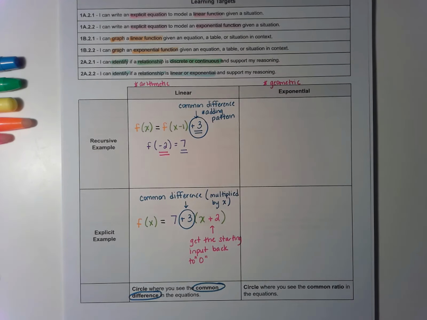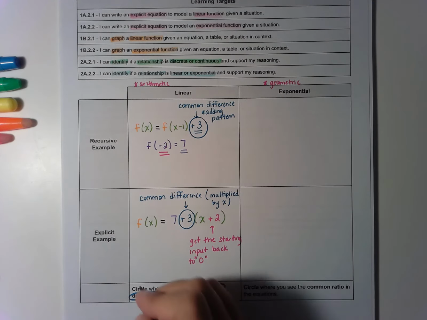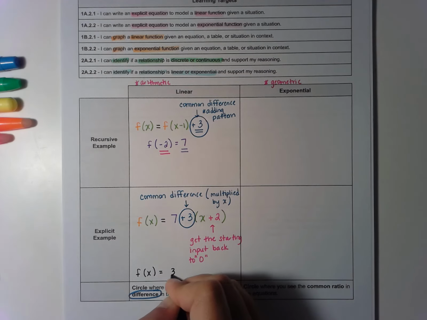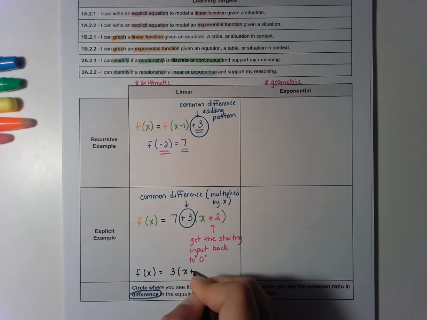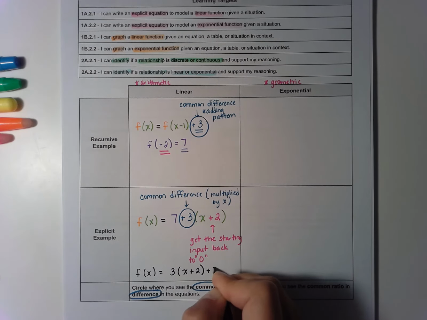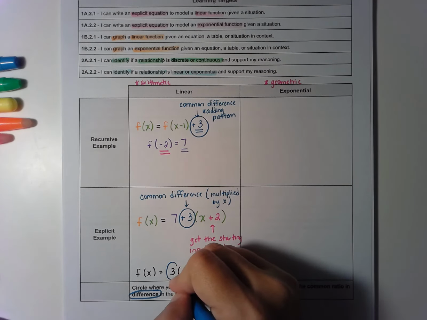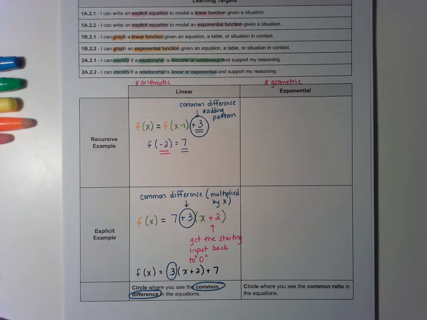So even if we took this equation and rearranged it a bit, and put that 3 at the beginning, which is totally okay, we are allowed to rearrange it, the 3 is still what's being multiplied by x, and that is still the common difference in the equation.